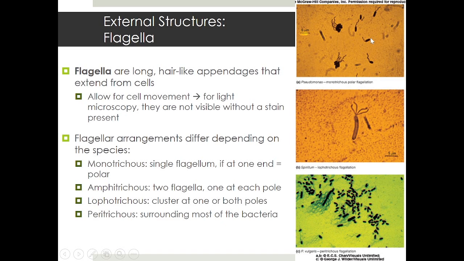We can have amphitrichous, where we have two flagella, one at either pole. So if you imagine this little cell with another little flagellum sticking out of the other end of it, that would be amphitrichous. We can have lophotrichous, which is like this fellow right here with a bunch of different flagella at a single pole. Or we can have peritrichous, where we have a ton of different flagella that come out all over the place and make for a very boisterous collection of these hair-like projections.